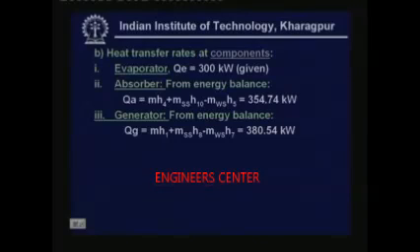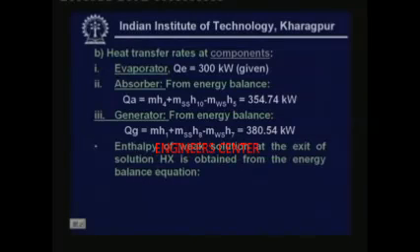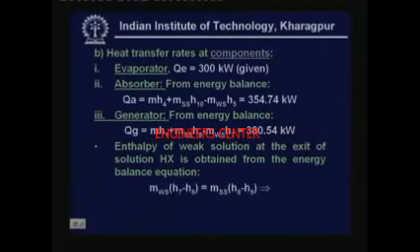As you remember, I said that H7, enthalpy at point 7, that is the weak solution enthalpy after the solution heat exchanger, has got to be obtained from energy balance across the solution heat exchanger. Okay. So, let me give that equation. So, enthalpy of weak solution at the exit of solution heat exchanger is obtained from the energy balance equation, and the energy balance equation for the solution heat exchanger is very easy. Energy gained by the weak solution is equal to energy lost by the strong solution, that is what is shown here.